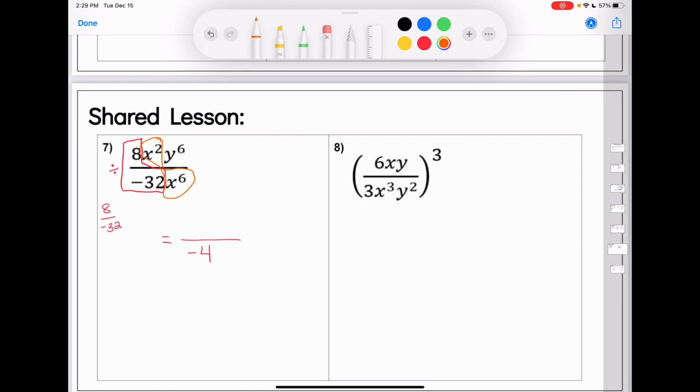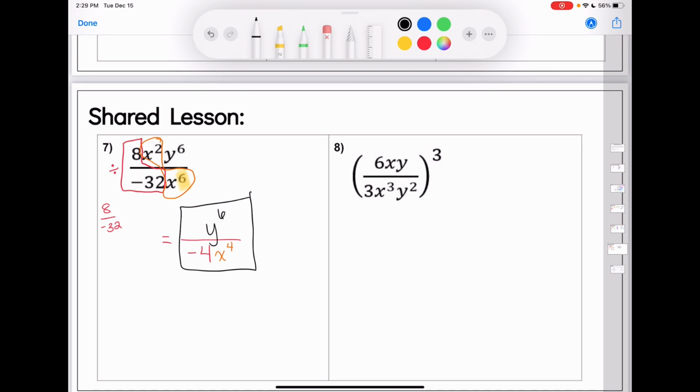6 minus 2 is 4. I have x to the fourth left, and the bigger exponent was on the bottom. So I'm going to make sure that I put x to the fourth on the bottom. And then, like we said, there is no buddies for y to the sixth, so he stays up on top. Since I did have something left on top, I don't have to write the 1. It could say 1y to the sixth over negative 4x to the fourth if you want to, but you can leave it just like this as well.